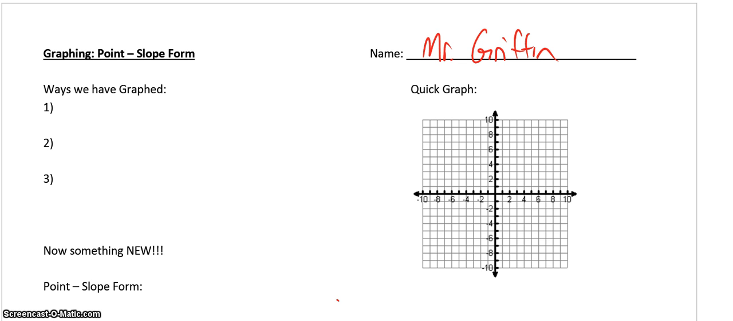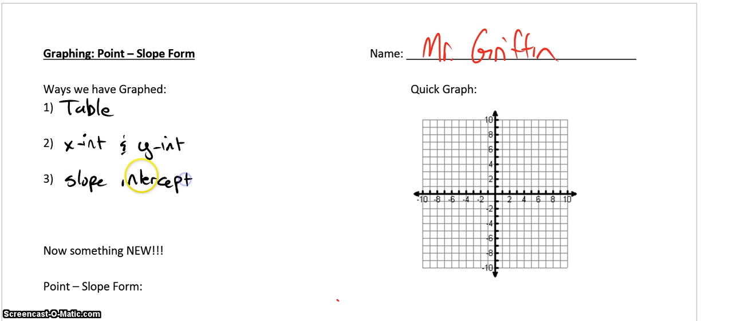We have talked about three ways to graph. We can graph using our table, which I know you all love so dearly. You can make a table, plug in x values, get out y values, get your graph from that. We can use our x and y intercepts, plot those points, and graph the line by connecting those points. The third way we've talked about is using slope intercept form, where you put it into y equals mx plus b, use that to get your point, get your slope, and then go.